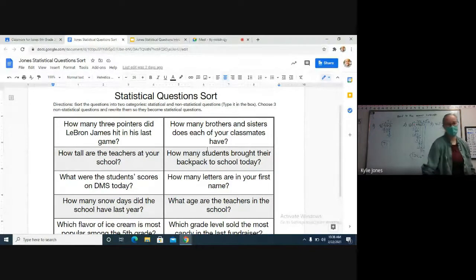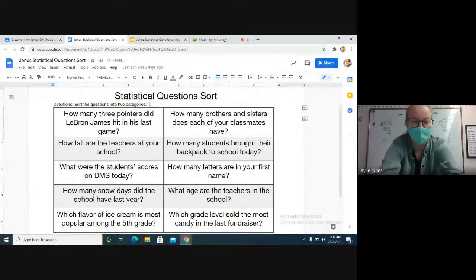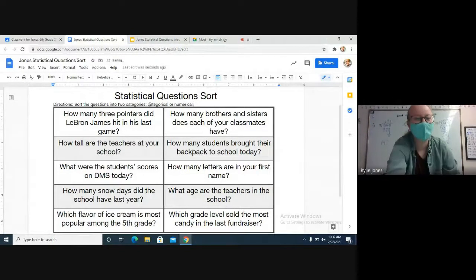All right, let's go ahead and look at these. The directions. Sort the questions into 2 categories. Statistical or, that's not what I want it to be. I didn't change the directions. It should say categorical or numerical. Are they? No, it's not. They're not all numerical.